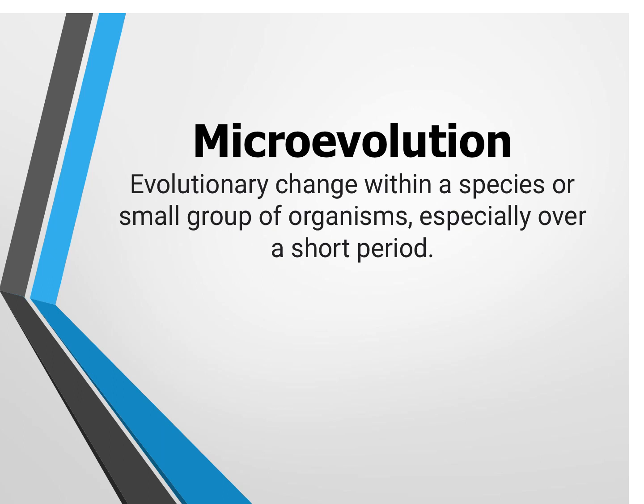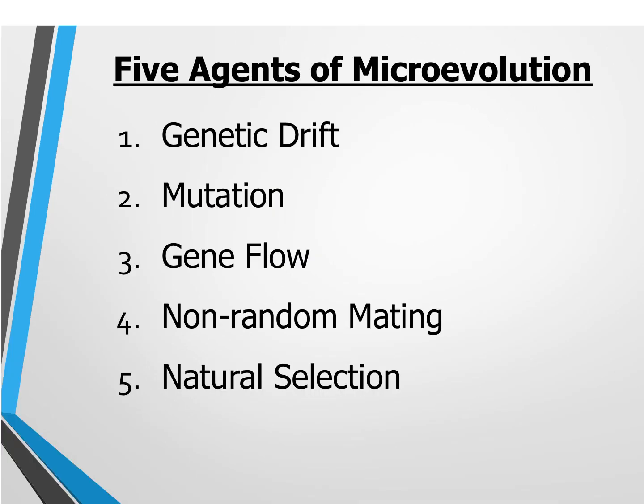Today we're going to learn about microevolution, which is evolutionary changes within a species or small group of organisms, especially over a short time period. So we say that there are 5 agents of microevolution, or 5 ways in which microevolution occurs. These 5 agents are genetic drift, mutation, gene flow, non-random mating, and natural selection. Today we'll go over all 5 of these agents and talk about how they cause microevolution.